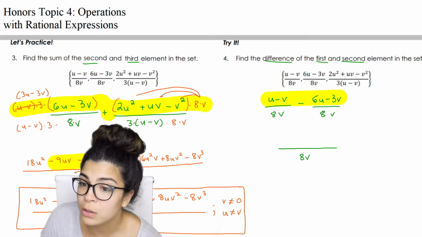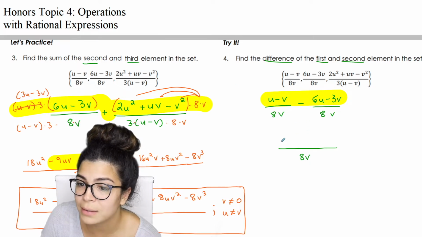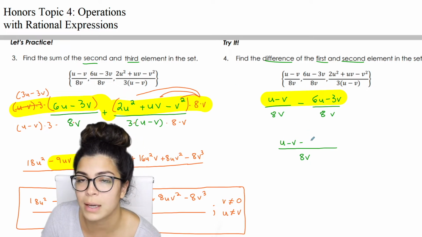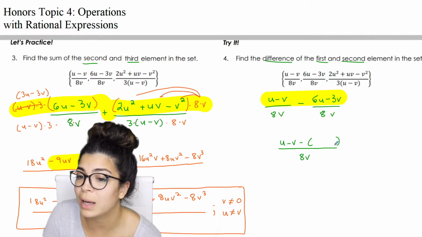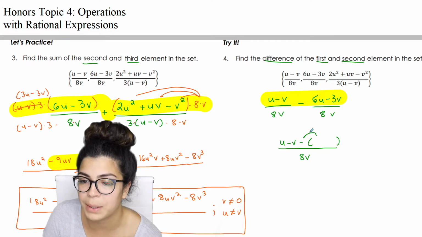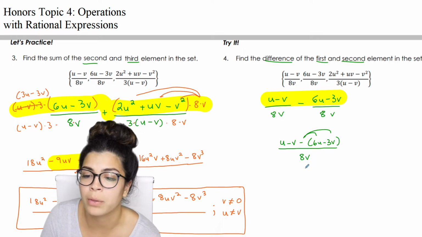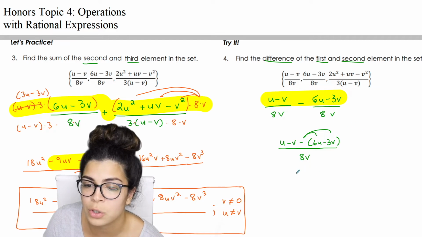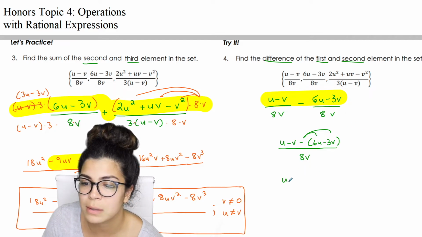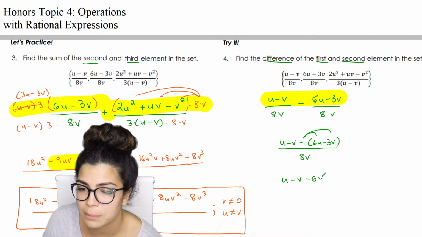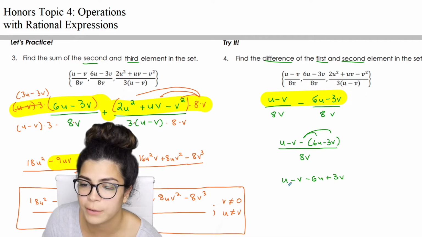Now remember, when you're subtracting here, you're subtracting all of the numerator of the second one. So because it's a negative, you'll have to distribute. Don't forget that piece, okay? Anytime you are subtracting, whatever comes after has to go in parentheses if it's more than one term, right? So really this is u minus v minus 6u plus 3v over 8v.